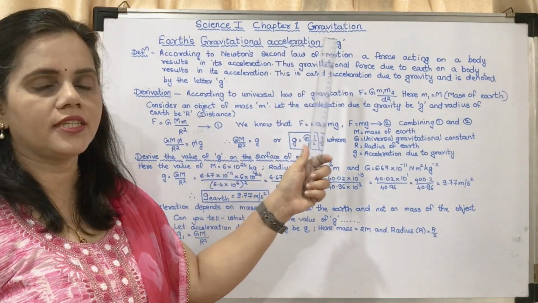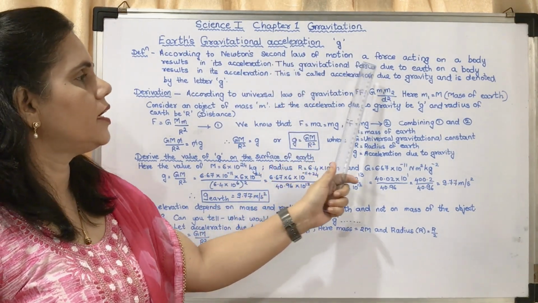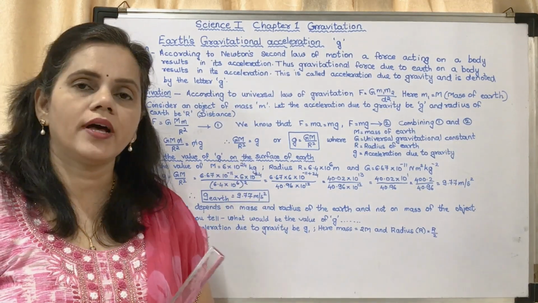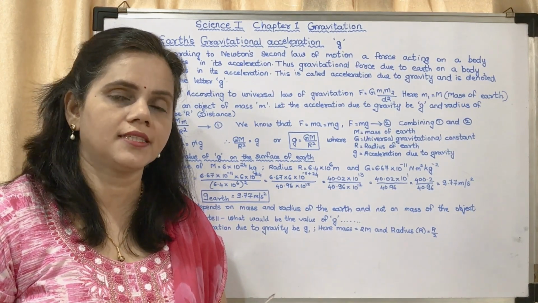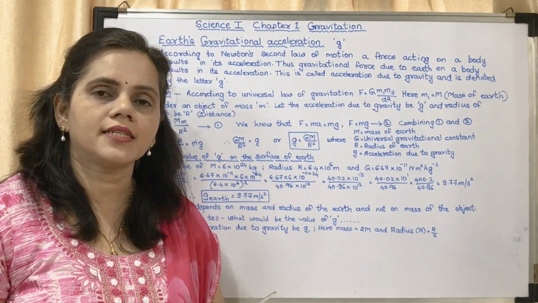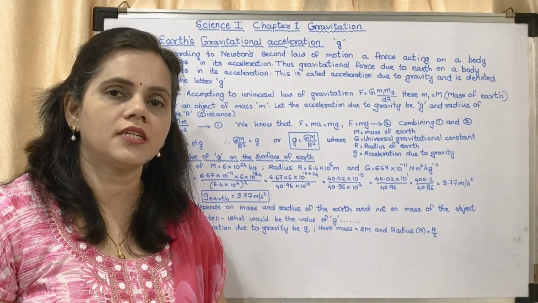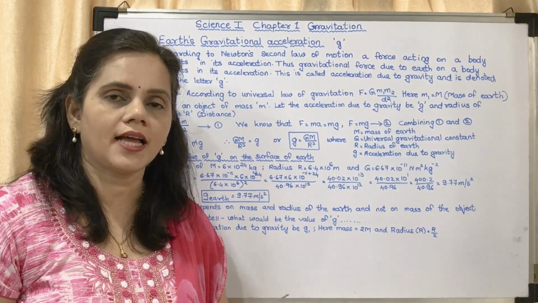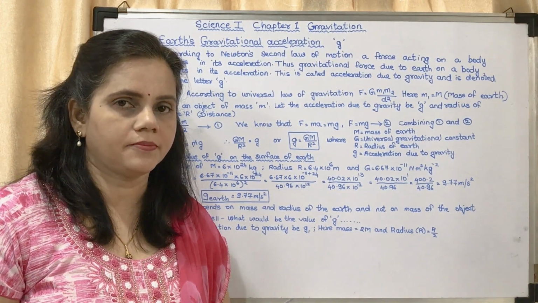Gravitational acceleration, that is g. According to Newton's second law of motion, a force acting on a body results in its acceleration. Now you have studied what is acceleration. Last year you had studied about speed, velocity, acceleration, uniform motion, non-uniform motion. Do you remember? Acceleration means when there is change in velocity. Acceleration is equal to change in velocity upon time. If there is change in velocity, then there is acceleration. If there is no change in velocity, there is no acceleration.